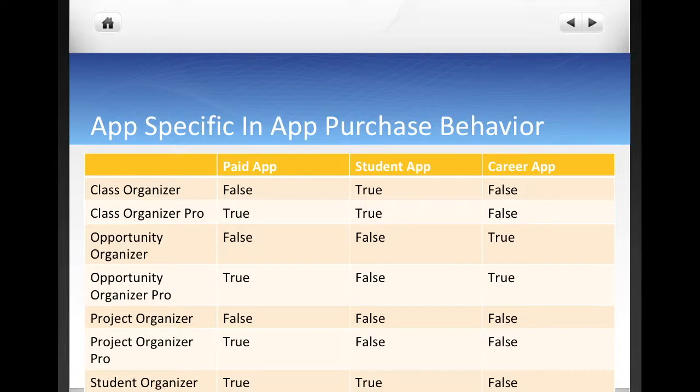And then the other flag I have is differentiating. There are 2 flags to differentiate between a student app, a career app, and a project organizer app. So for each of the different app types, I have the flags. Is it a class organizer, true or false? And then is it a career app, true or false? And I set the flags accordingly, and that drives the behavior through my app.